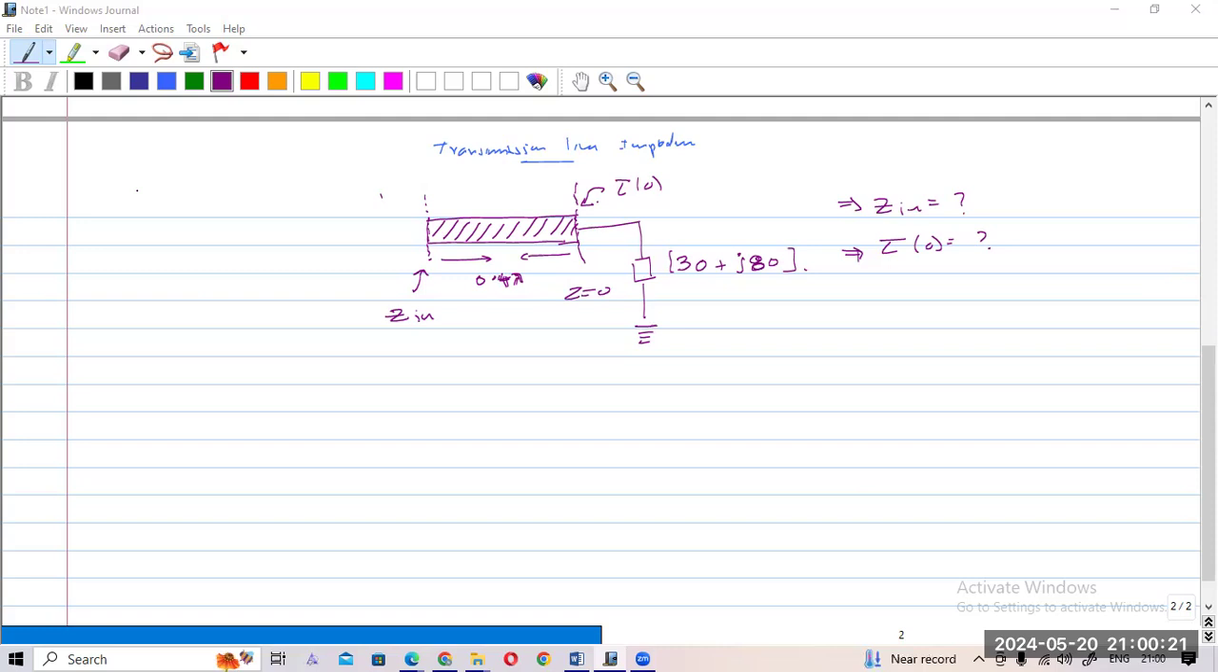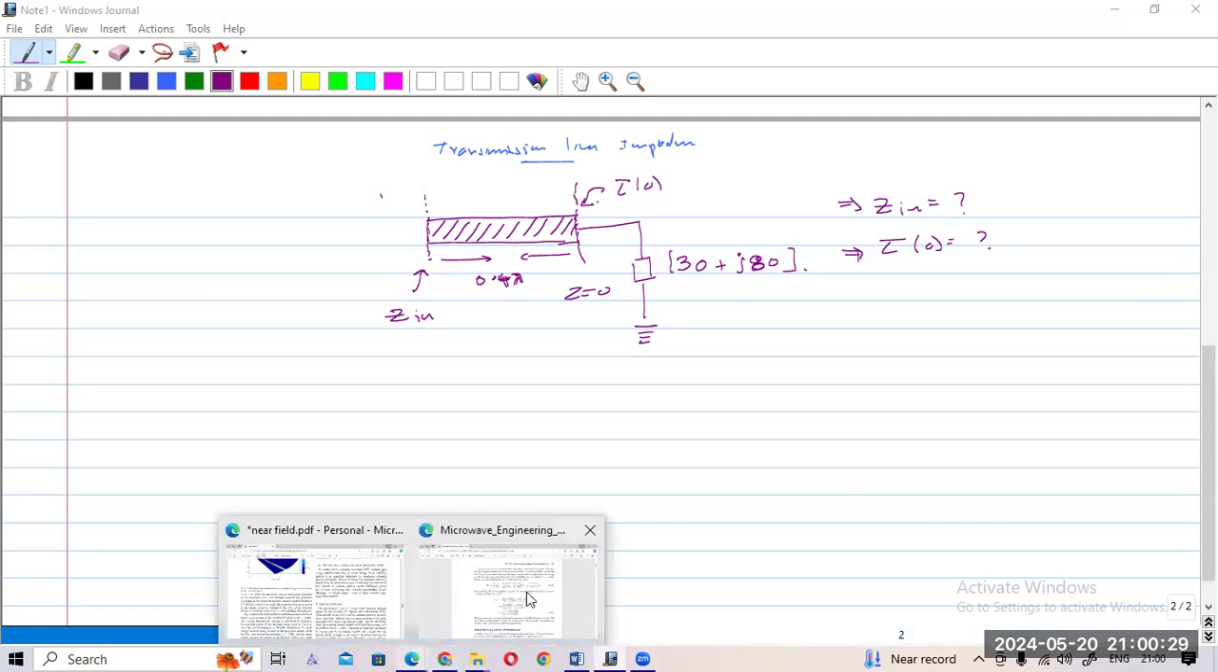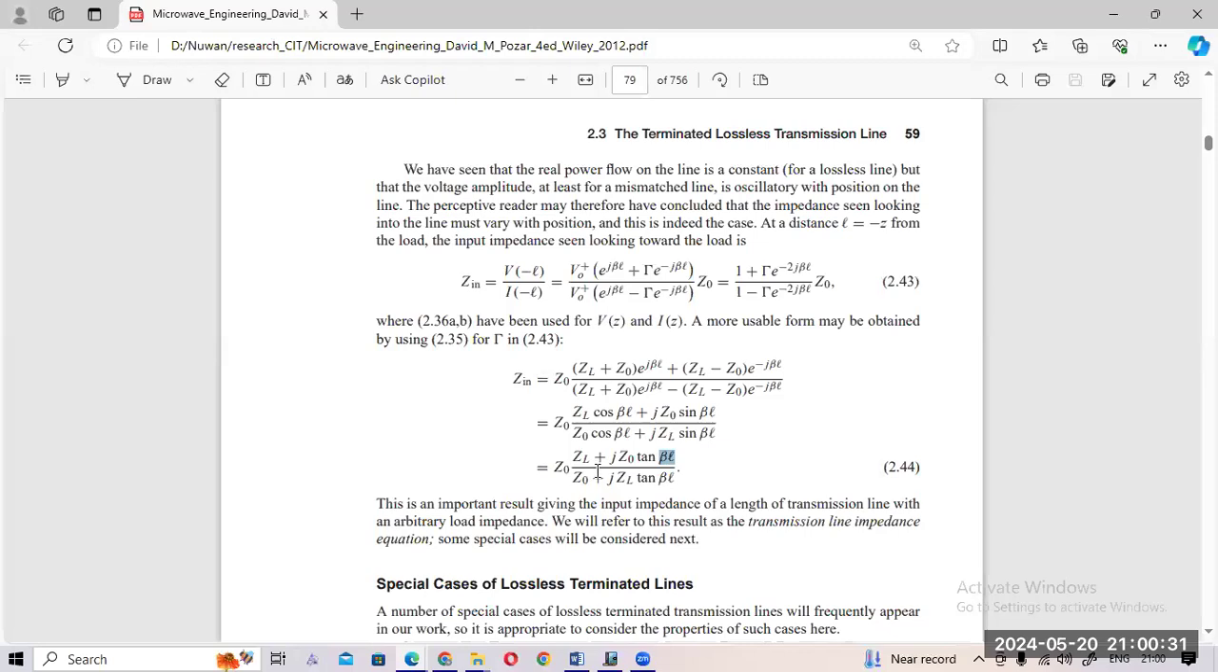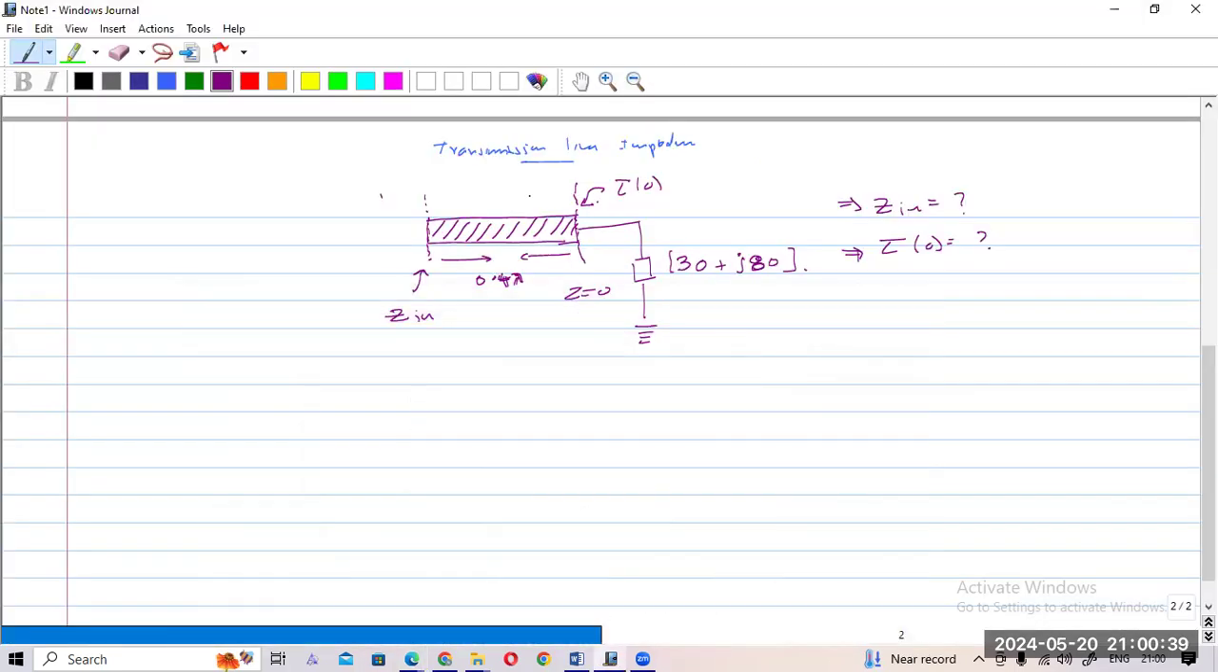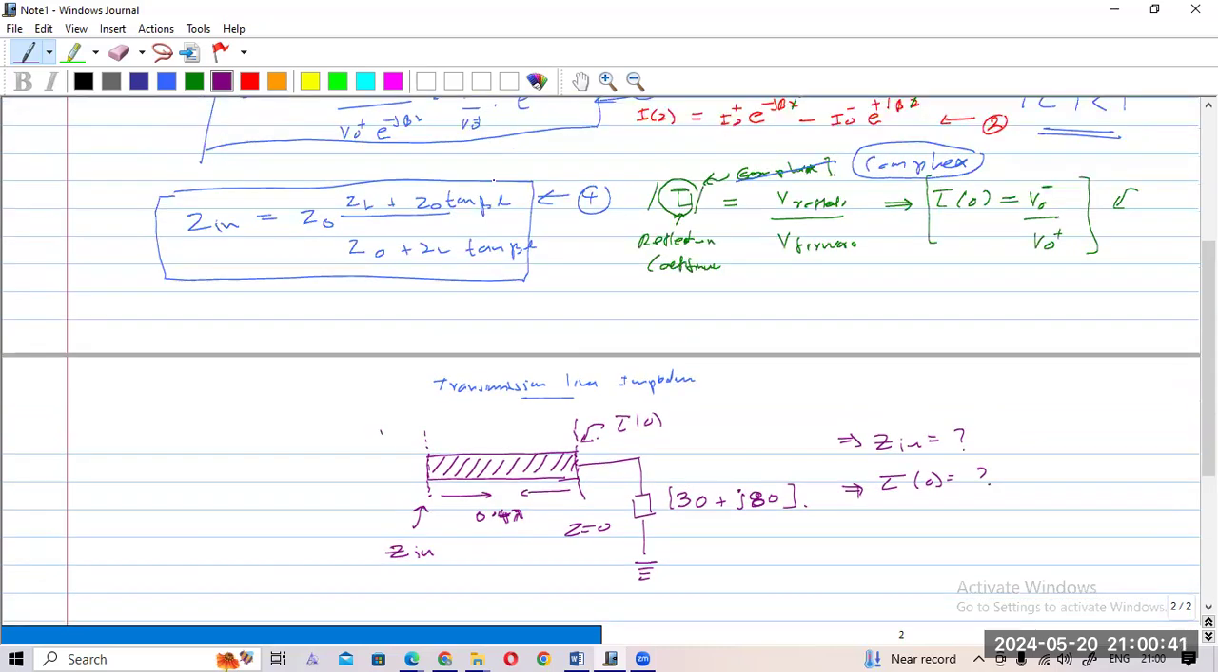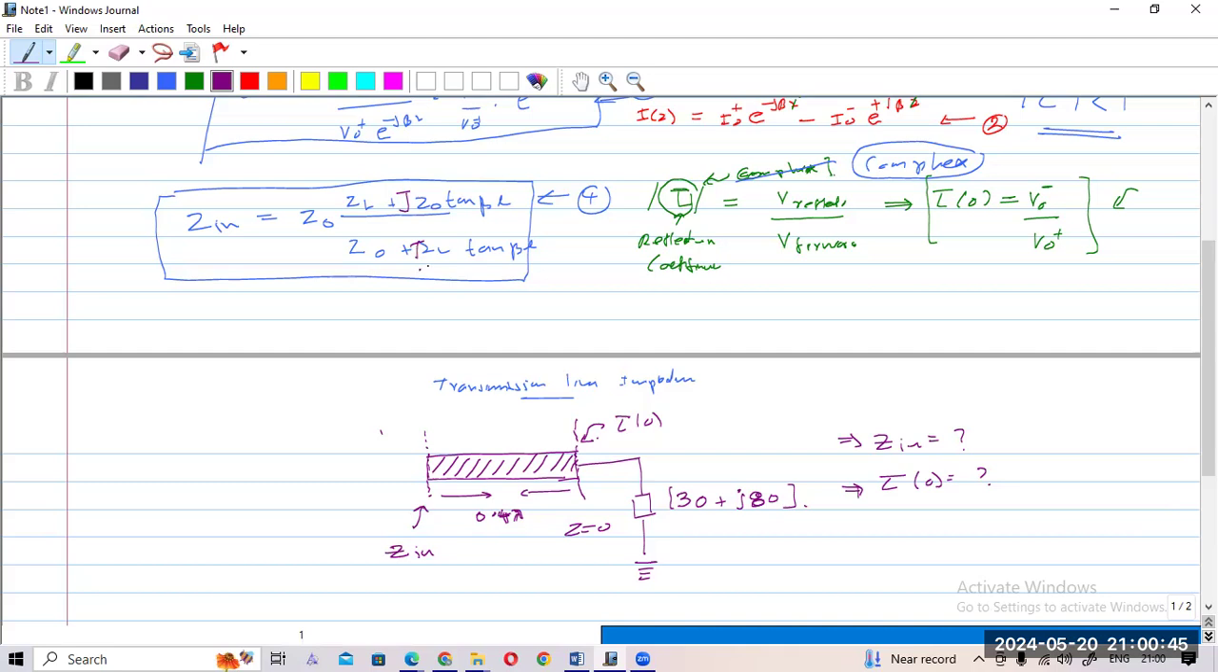Okay, we will try to do it. I think you can calculate Z in very easily. I can't remember the exact equation, so I will put it here: Z in equals Z naught times (ZL plus j Z naught tan beta L) over (Z naught plus j ZL tan beta L). Here I will write the j part, so j should be there. J is the compensation.